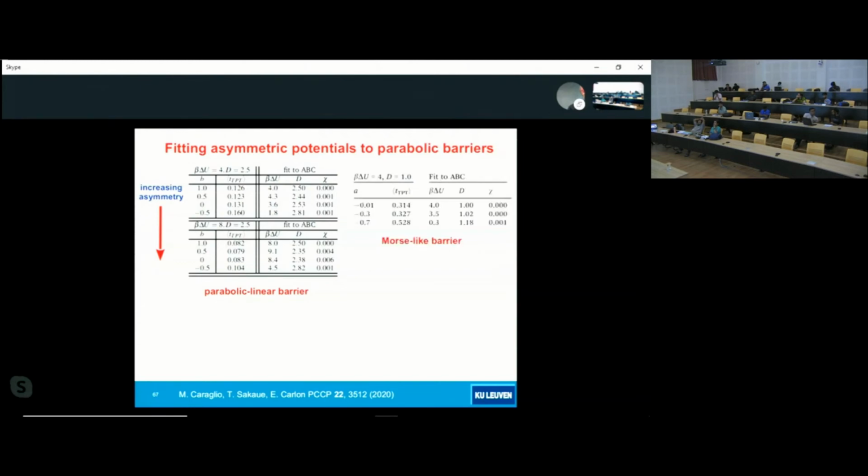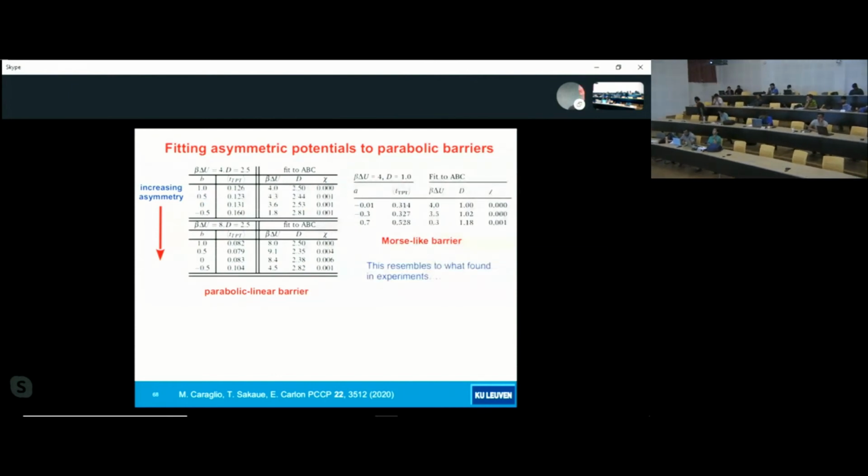The same for another type of barrier. Here, the effect is even more dramatic. When we increase the asymmetry, we were tempted to say, okay, our result would give us a barrier of height 0.3, whereas the real delta U is equal to 4. So fitting is always of excellent quality, that is, the parameter chi gives you an absolute value of the fit, but the delta U is very, very bad. And this is very interesting because this is exactly what resembles what people find in experiments.